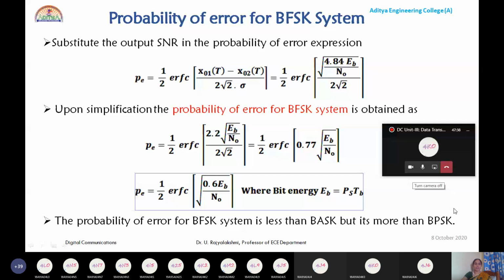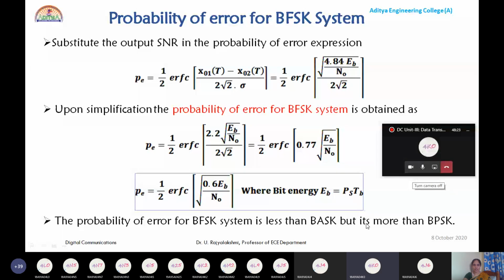Why? Because if you observe the factor inside the root, here you have 0.6 EB by N naught, which is greater than 0.25 EB by N naught. That is for ASK, because EB by 4 N naught, if you take 4 to the numerator, it will be 0.25 EB by N naught. But here you have 0.6 EB by N naught. So it means that the SNR is increased. Once SNR is increased over BASK, our probability of error will be less compared to BASK. Okay. Compared to BPSK.